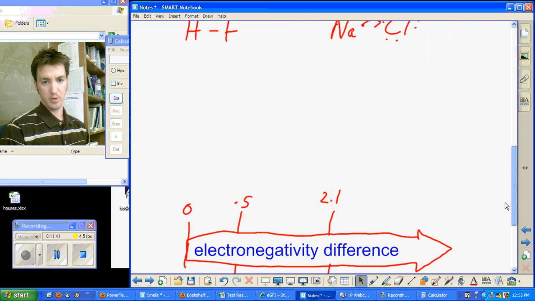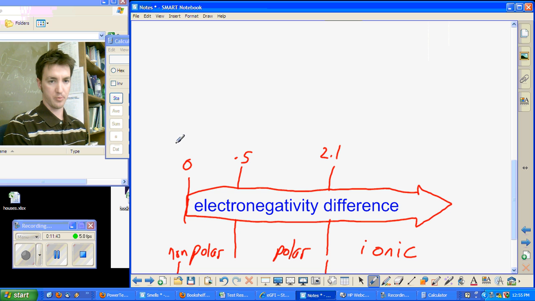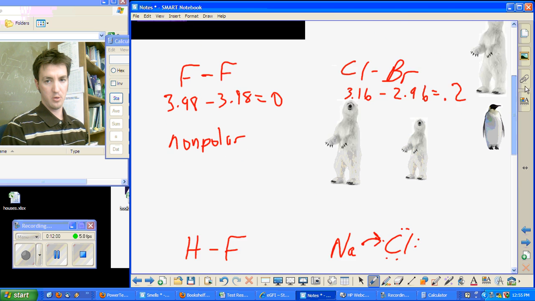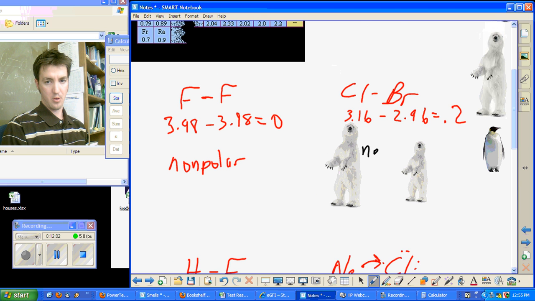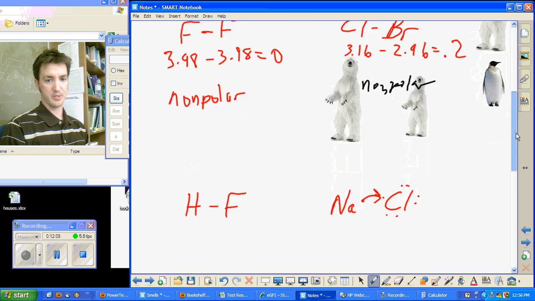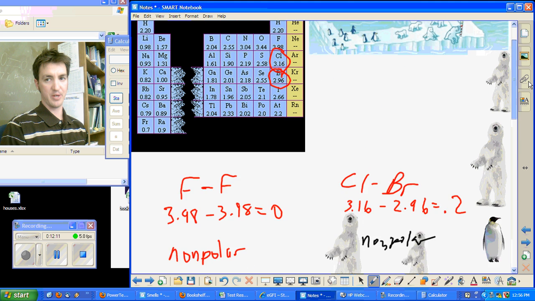So if the difference is 0.2, I guess we can put these on here. So 0.2 would be in here. So that's Cl and Br would live there somewhere. So that would also be nonpolar. That means both of these guys still share the electrons evenly. Now we have H and F.